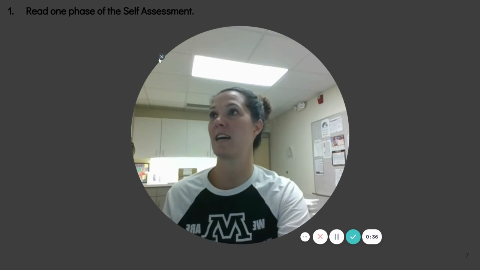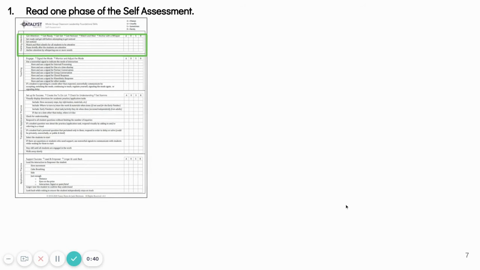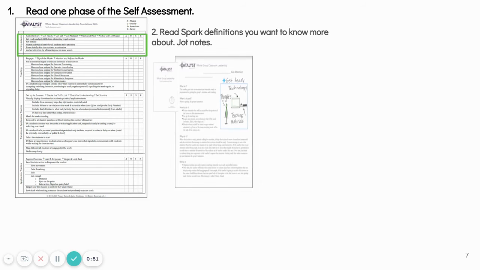Let's talk about what our task is. So the first step is to read 1 phase of the self-assessment. Remember, this is the single copy that you have, not the one in your packet. So you'll read 1 phase of that self-assessment. After you've read that phase, you can flip to your packet to read the spark definitions if you want to know more about them. Jot yourself some notes, do some thinking about that spark to help you remember or refresh what they are.